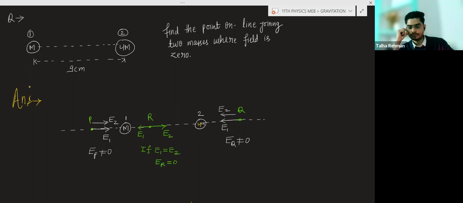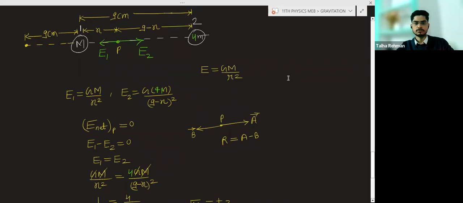Scroll down. Okay, Hiba, scroll down. Yes, sir. Here E is the strength or intensity of gravitational intensity or strength of gravitational field.